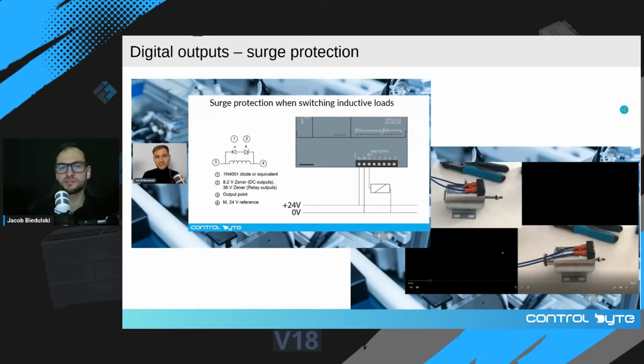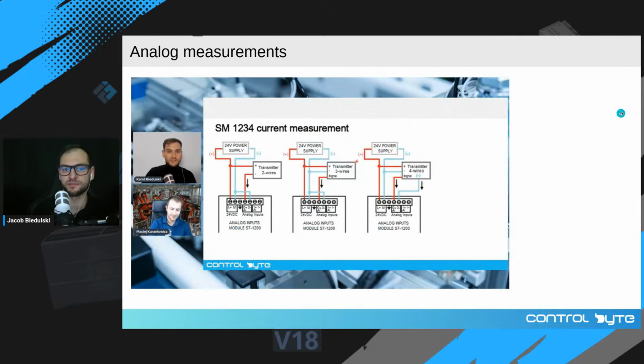In the course, we have also a section about the digital outputs and how to protect them against surge and voltage peaks in your system. So if you switch inductive loads, you have to put extra protection for the outputs. And of course, we'll go through the analog measurements. We'll show you how to connect 0-10 volts analog sensors, 0-20 milliamps, and so on.